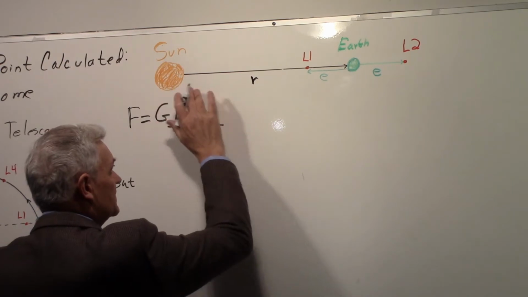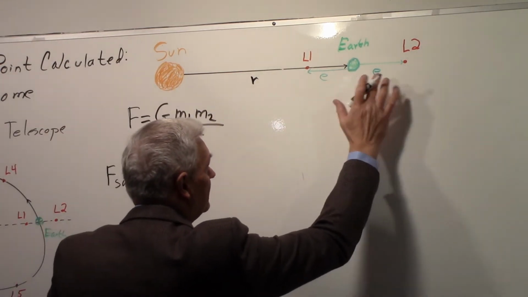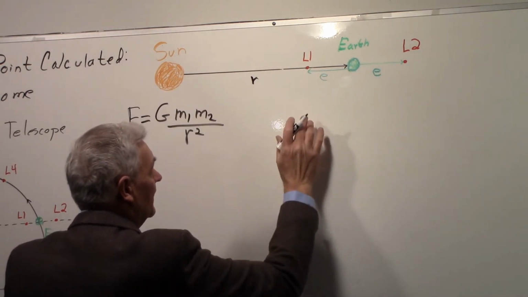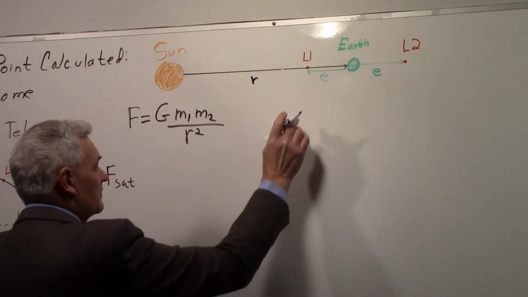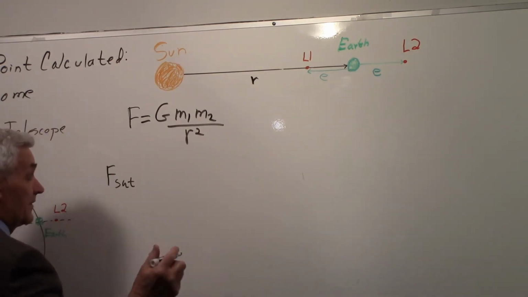The distance from the Sun to the Earth is R. The distance from the Earth to the L2 point is E, for Earth. And the distance from the L1 point, I'm showing it as E, but we'll find out what it is. So this could be considered a different E. But they turn out to be very close.